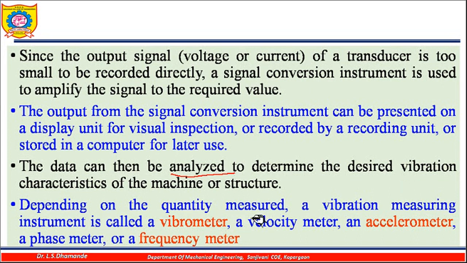Depending upon the quantity measured, a vibration measuring instrument is called a vibrometer, a velocity meter or an accelerometer. Names are given according to the quantity measured by it, or a phase meter and a frequency meter. If it is measuring the frequency of vibration, it is called a frequency meter. If it is measuring phase, it is called a phase meter. So different names are there for these.